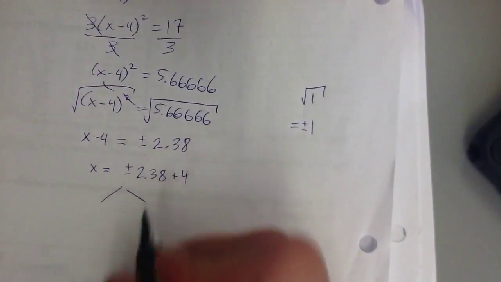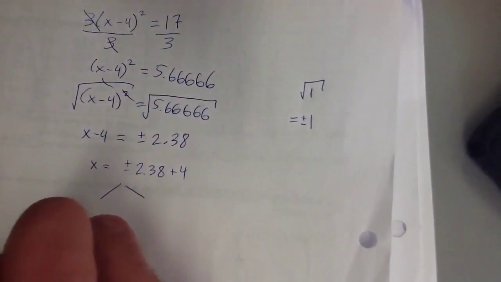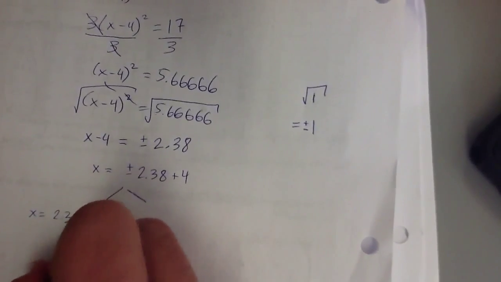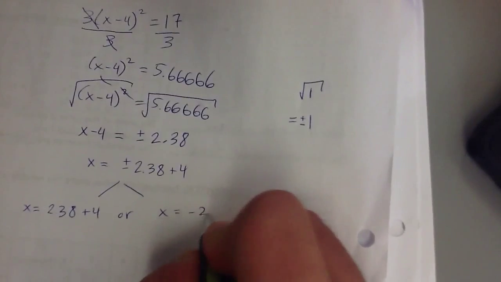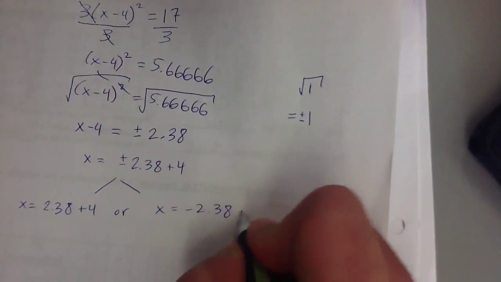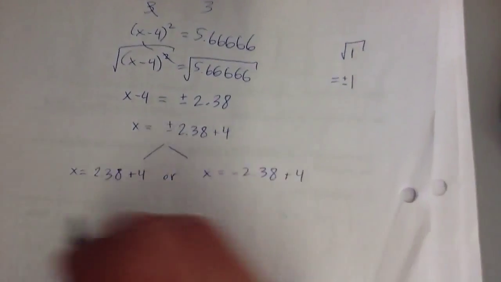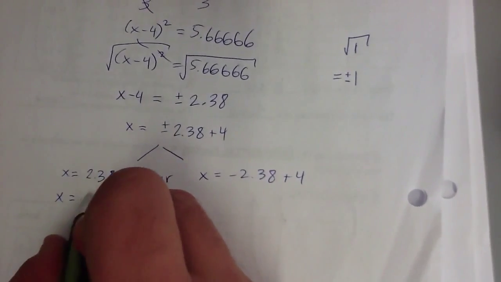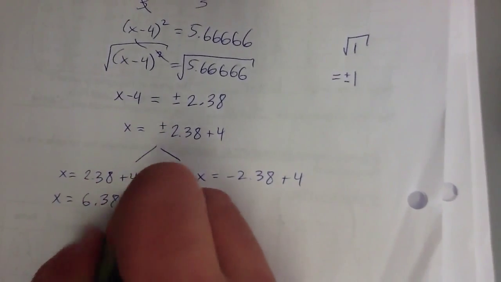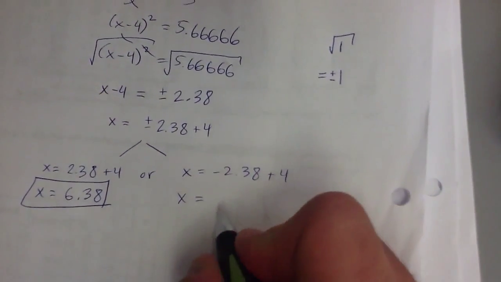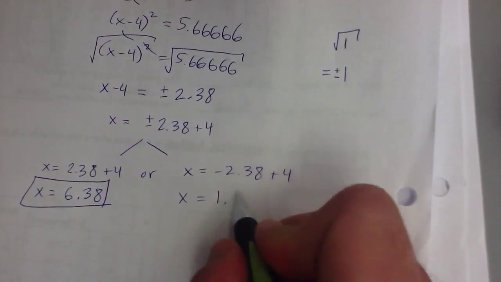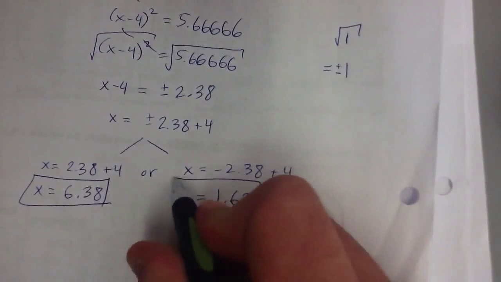So I can break this up into two answers now. I have x equals positive 2.38 plus 4, or I have x equals negative 2.38 plus 4. When I do this one here, I get x is equal to 6.38. This is my final answer. And when I do this one here, I get x is equal to 1.62.